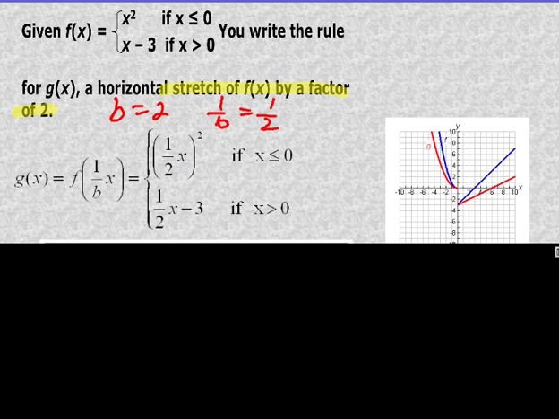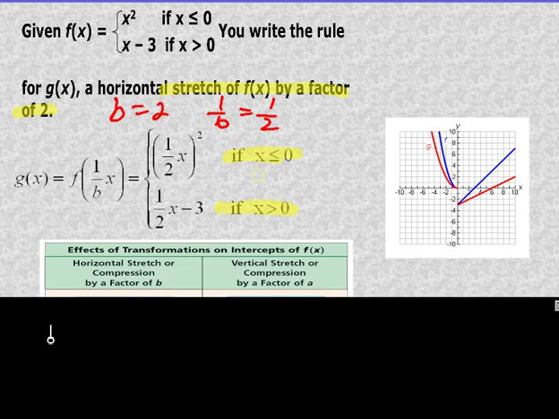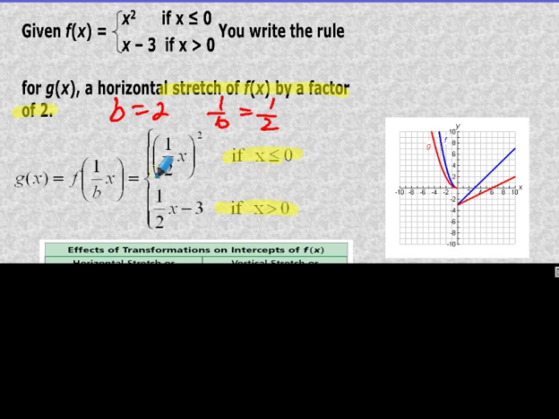It doesn't change these because it's a multiplication factor, and this is 0. So since 1/2 times 0 is just 0, these end up not changing. So horizontal changes don't always change those rules, or the intervals, but they can. And you could simplify that potentially by saying 1/4 x squared, but you can leave it like this as well.